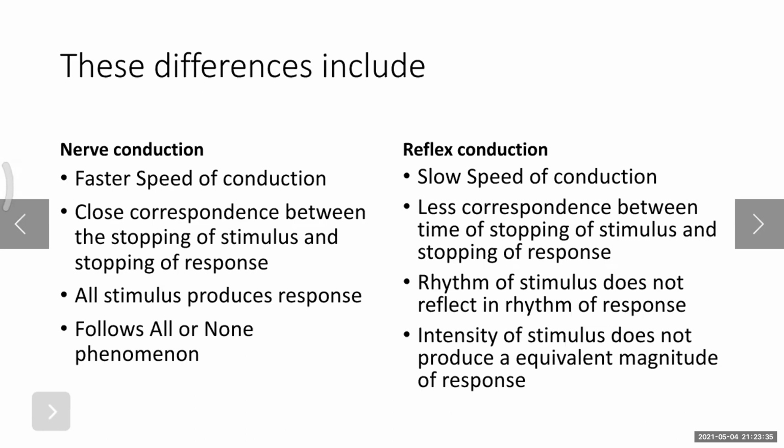But in a reflex conduction, whenever he started stimulating it with a very minimal intensity, and then he started increasing the intensity of the stimulus, he saw that the magnitude of response was varying all the time, from very less to very high. So this was in contrast to what he found in a nerve conduction.